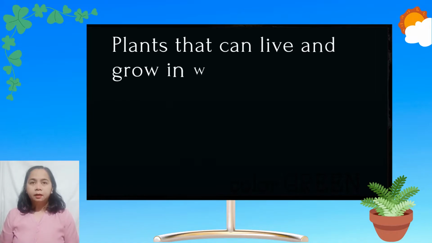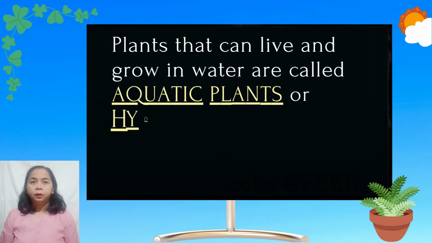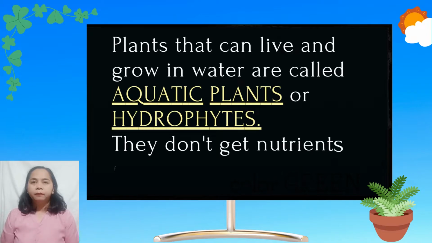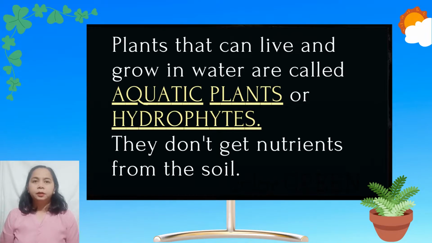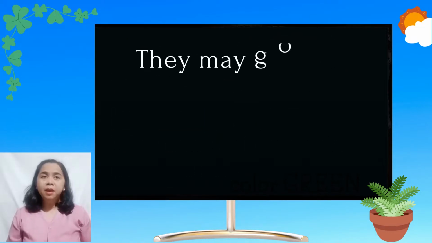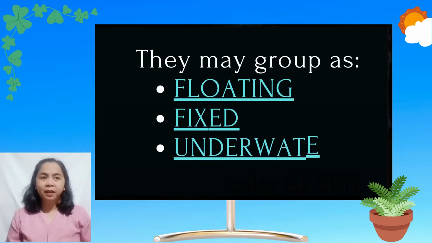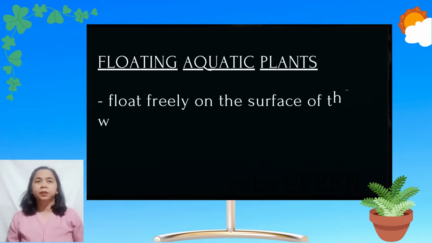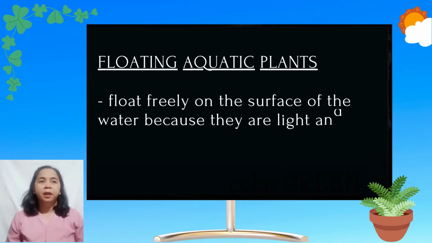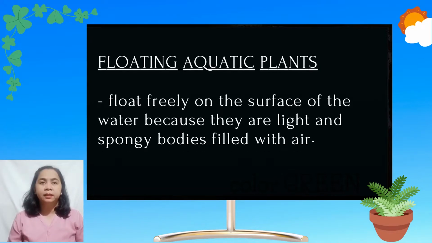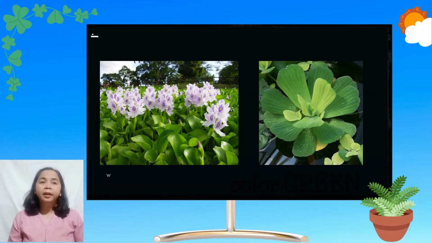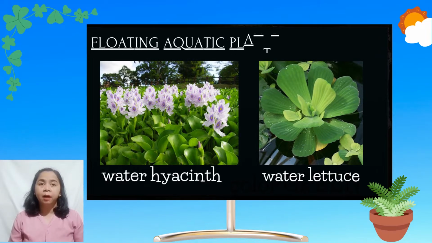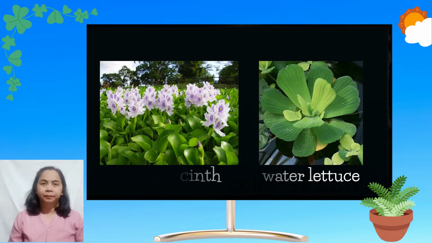Plants that can live and grow in water are called aquatic plants or hydrophytes. They don't get nutrients from the soil. They may be grouped as floating, fixed, and underwater. Floating aquatic plants float freely on the surface of the water because they are light and spongy bodies filled with air. Hyacinth and water lettuce are very good examples of floating aquatic plants.